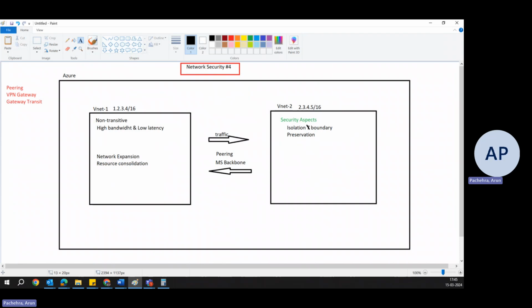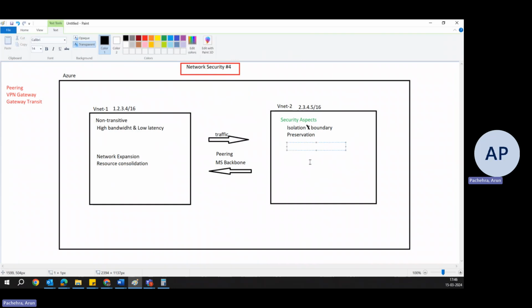So this isolation is fundamental for maintaining security and compliance. For instance, if your organization has separate VNets for development and production environments, peering these networks does not compromise their operational or security boundaries. Administrators can still enforce different security policies in each environment according to their specific requirements, right? All right, this seems really good.